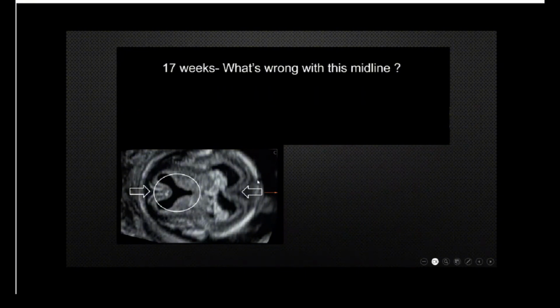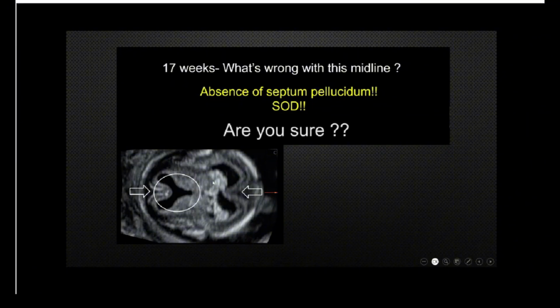finish. So I'm showing you this 17 weeks image. This is an axial view. I recently saw a presentation by one of our colleagues. He showed the same case. And when I ask you, what is this? I'm sure that most of you will tell me that this is a case of absent septum pellucidum, right? Maybe it's even septo-optic dysplasia at 17 weeks. But my question is, are you sure?